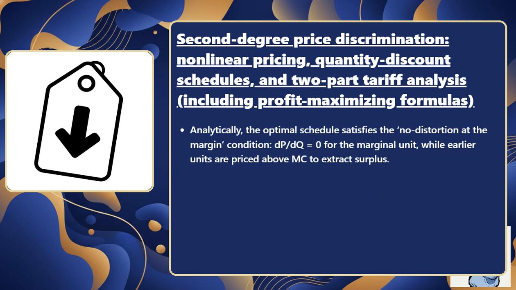Analytically, the optimal schedule satisfies the no distortion at the margin condition: dP over dQ equals 0 for the marginal unit, while earlier units are priced above MC to extract surplus.